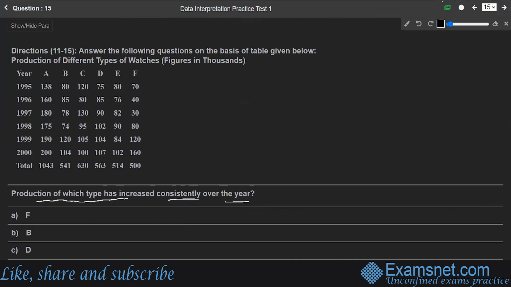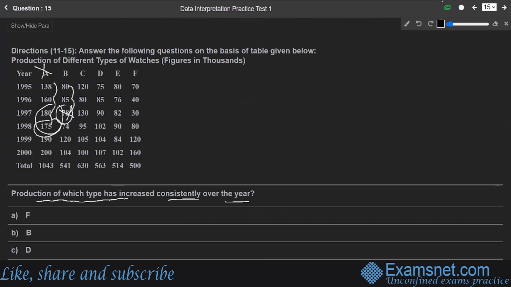For the same data, the next question is: production of which type has increased consistently over the years? For this, we just have to check the table for which particular type there is a continuous increase. Let us see A: 138 to 160 to 180. Here there is a decrease, so A is out. B, is it a continuous increase? 80 to 85, fine. 85 to 78, so it is out also.